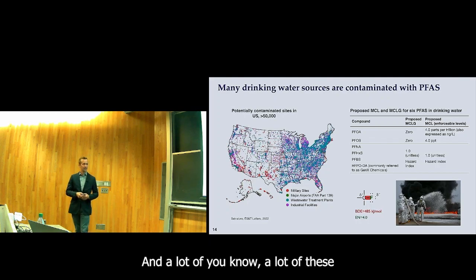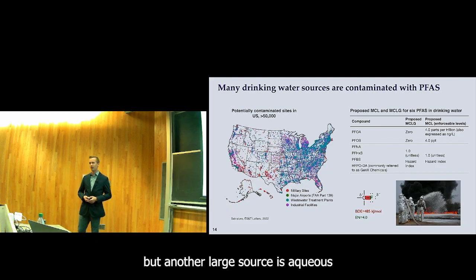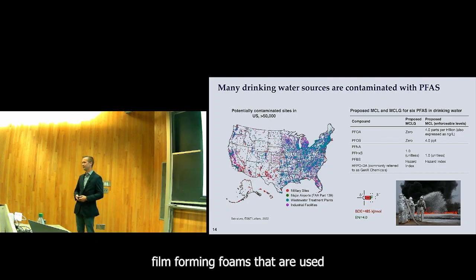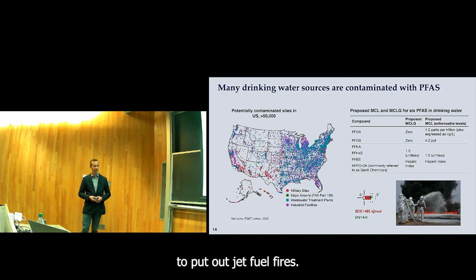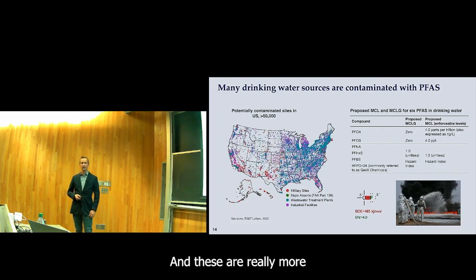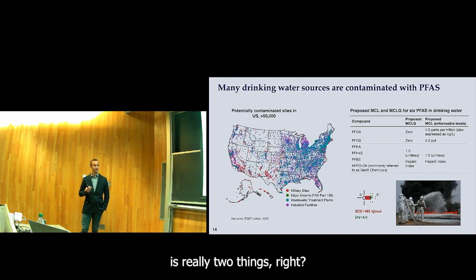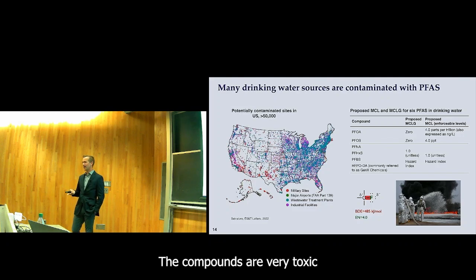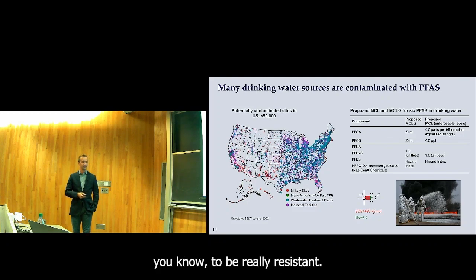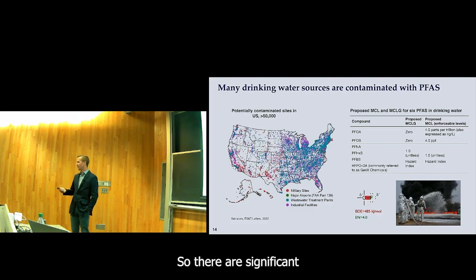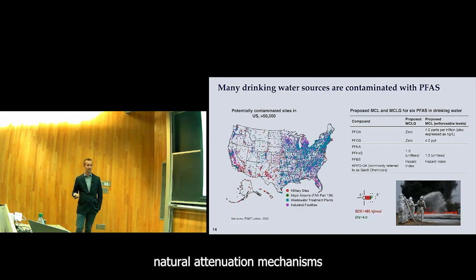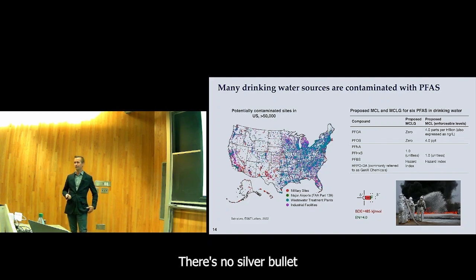A lot of these come from industrial sources, but another large source is aqueous film forming foams that are used to put out jet fuel fires. You can see a picture of this here, and these are really more for the major airports and military sites where they do these fire training exercises. Now, the problem is really two things, right? The compounds are very toxic at low levels, and they're also designed to be really resistant. So there aren't significant natural attenuation mechanisms, and even in engineered treatment, there's no silver bullet destruction technology yet that will degrade these compounds and alleviate their toxicity.